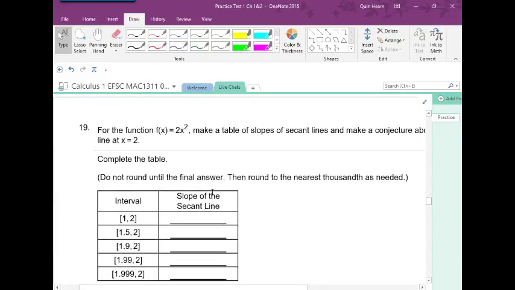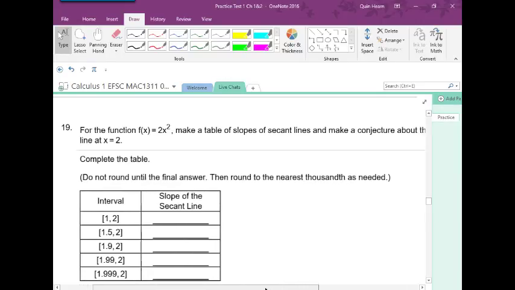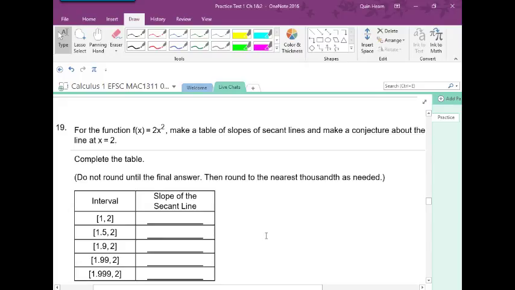All right, let's talk about secant lines. So we're going to be focused a lot on secant lines and tangent lines in calculus. And the only difference between the two is secant lines, we're talking about a line that goes through 2 points on a curve, whereas a tangent line only touches the curve once.